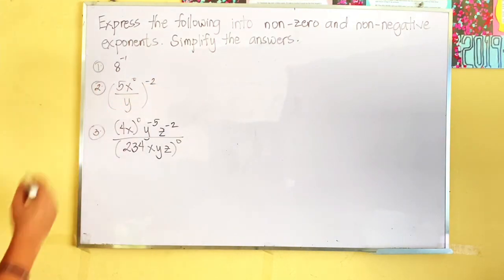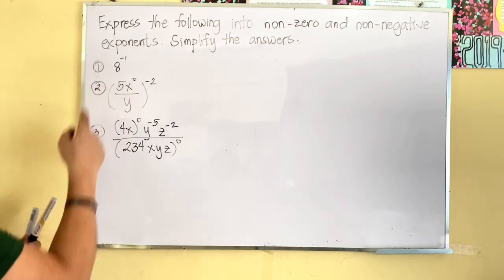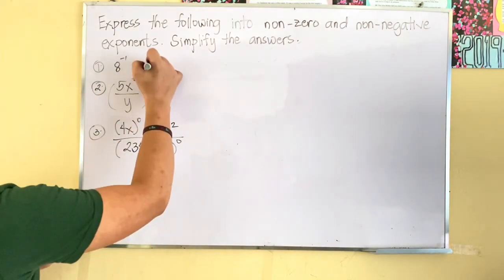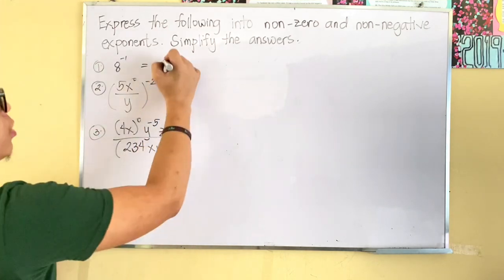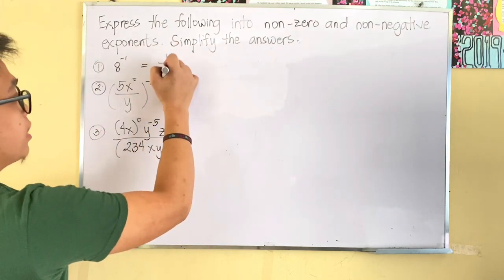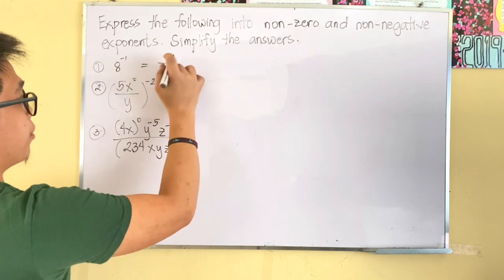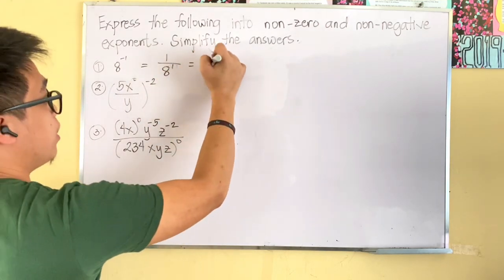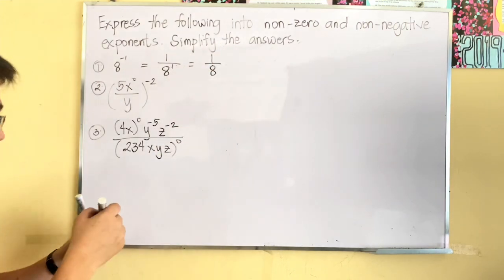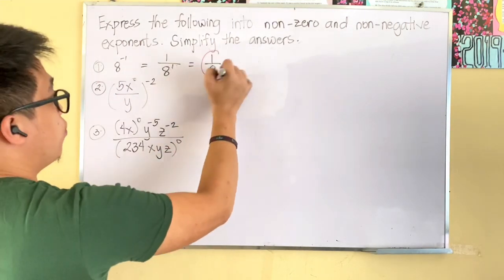So, for the first one, the given is 8 raised to negative 1. Kung gagawin natin to, negative yung exponent, kailangan maging positive. So, ang gagawin natin, i-reciprocal natin siya. Magiging 1 over 8 raised to 1, or 8 raised to 1 is simply 8. So, therefore, our final answer is 1 over 8.